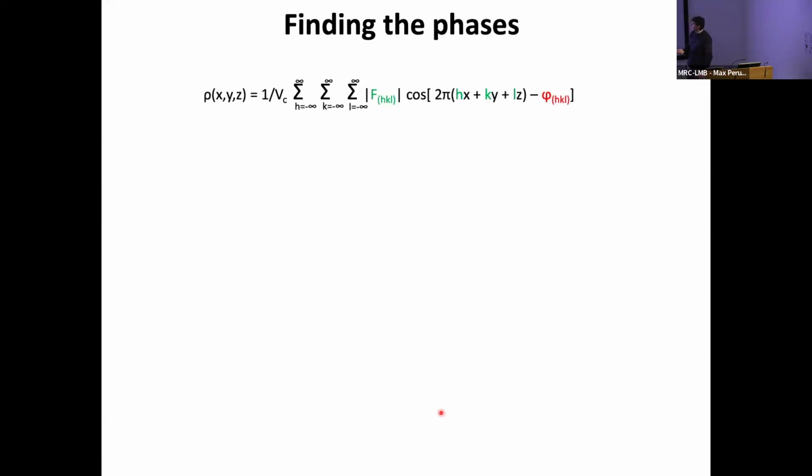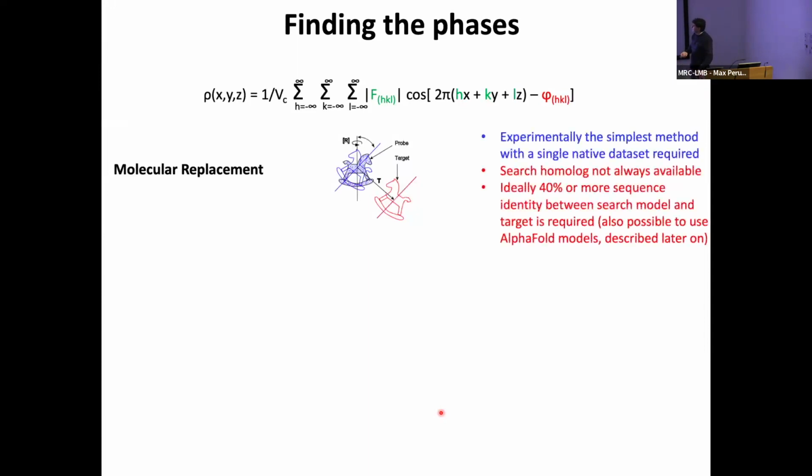How do we get the phases? This is the so-called phase problem in crystallography that you don't have in EM because you can use lenses. You can use molecular replacement. I won't waste much time on this. If you have a model that looks like your model, you can use it to get the phases and mix them with the amplitudes that you experimentally collected. You can even use AlphaFold models to do this.